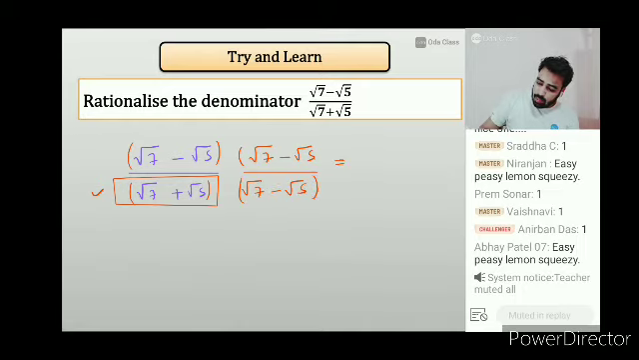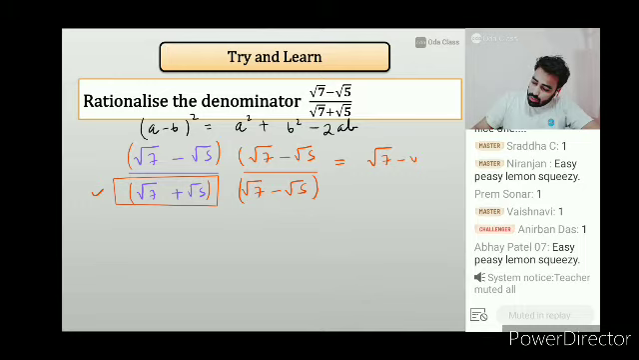Now if you remember, at the start of the class I told you how we can multiply a minus b into a minus b. It is a minus b whole square, and that value I told you is a square plus b square minus 2ab. So if I use the same logic, the numerator is root of 7 minus root of 5 whole square, and the denominator is root of 7 square minus root of 5 square.